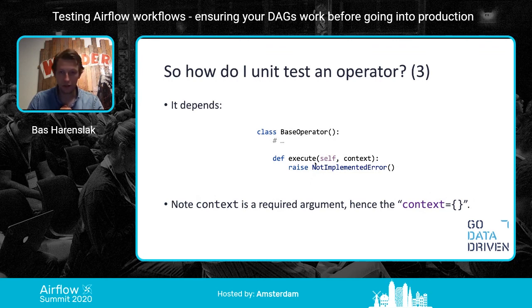But if you want to test an already built-in Airflow operator, then sometimes you have to dive into the implementation. And note the context equals empty dict. It's a required argument here, so that's why you always have to at least give an empty dict to run a unit test.